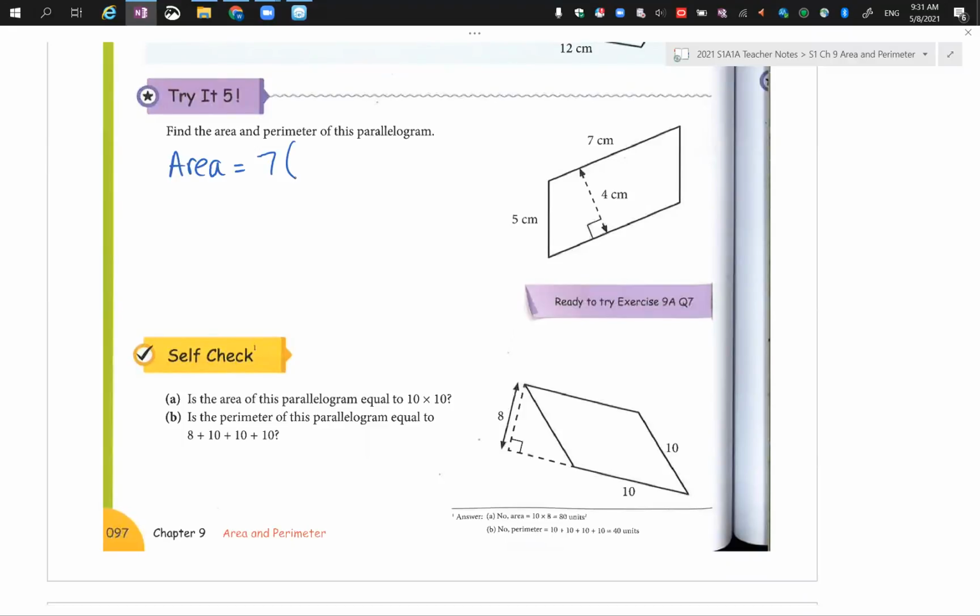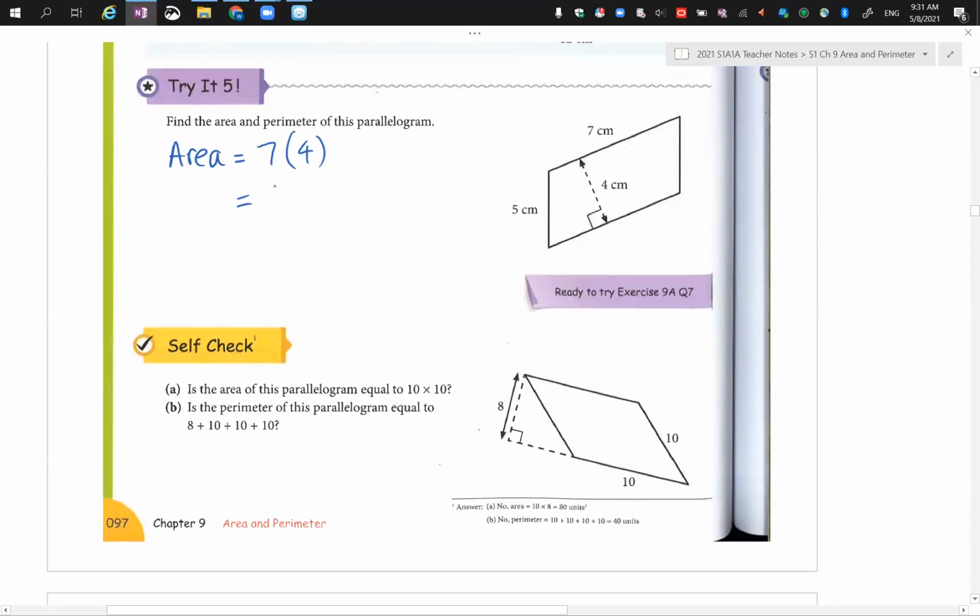No need to write the formula. So Chloe, what do you think? She says 4. No, I won't ask you what the formula is. So 7 times 4, we get 28 square centimeters. You know how to do this already? Then one last part, perimeter.